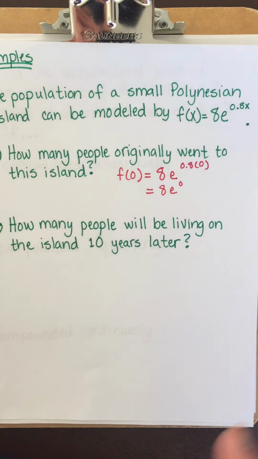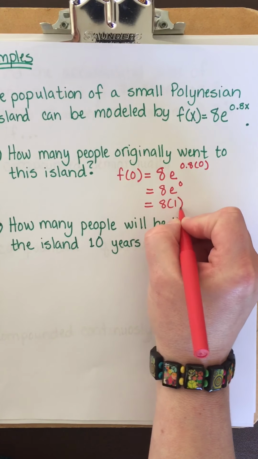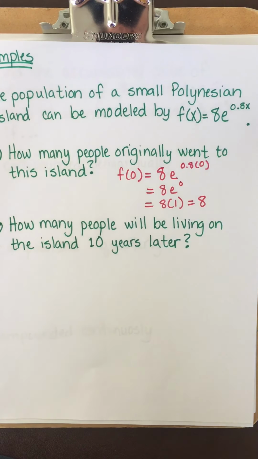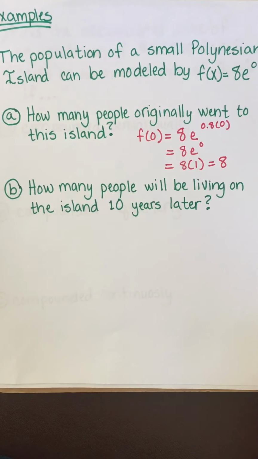Anything raised to the 0 equals 1. And 8 times 1 is 8. So in the beginning, 8 people, that was it. The next question says, how many people will be living on the island 10 years later?